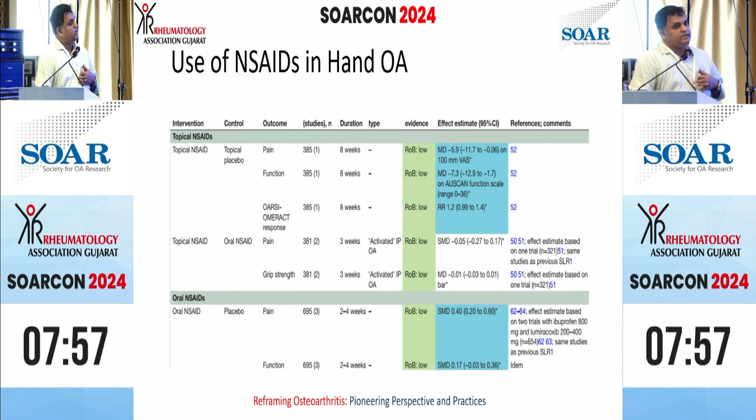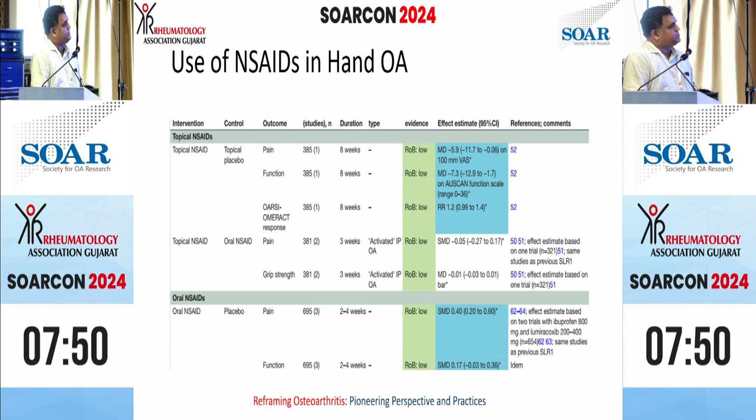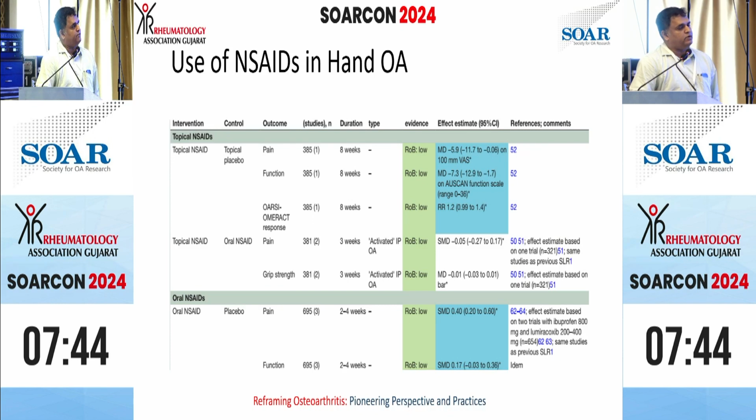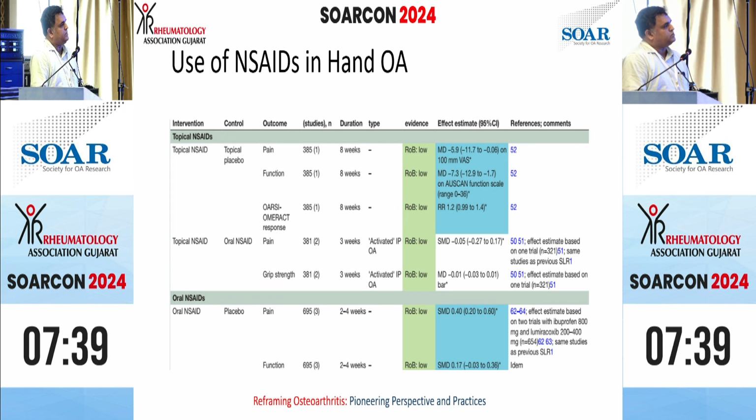So what is the role of NSAIDs in management of hand osteoarthritis? There are very good studies which have looked into the role of topical as well as oral NSAIDs, and the efficacy is pretty good, however, there are potential long-term adverse effects on long-term use. So the usage may be cut down to the minimum, except maybe topical NSAIDs where you can be more liberal with its usage.